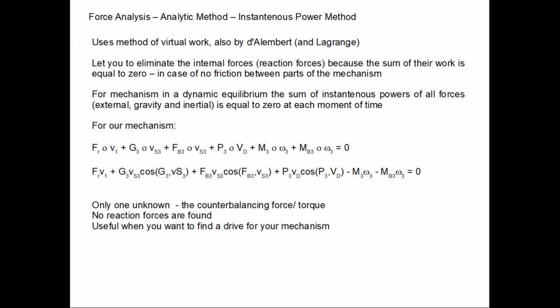And if you look at this scalar equation, you know all of the velocities which are inside this equation because they have been computed in the previous step. You know also weights, external forces, all of this inertia stuff and so on. The only unknown is Fr, this counterbalancing force. So you have one equation with one unknown. You can solve this very easily to find the value of the counterbalancing force and torque. Because no reaction forces are found in this procedure, it is usually done in order to find the drive, let's say the force, torque, and the power of the drive, which is necessary to apply to have the mechanism moving as you wish.